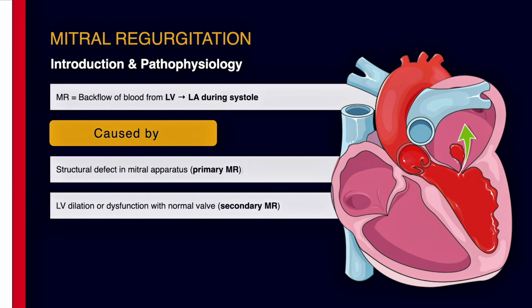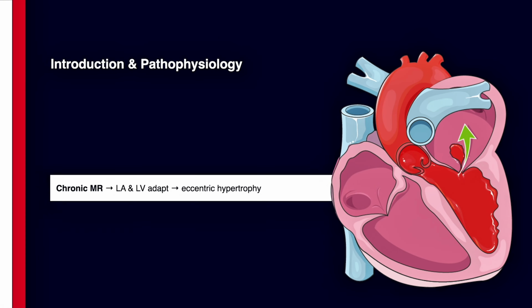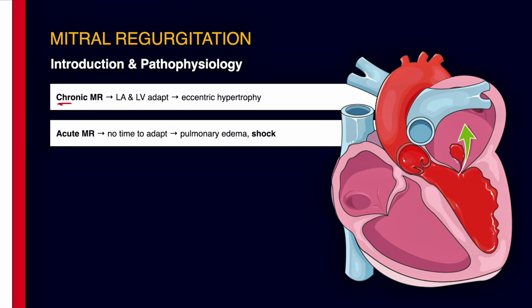In chronic MR, the left atrium and left ventricle have time to adapt. They undergo eccentric hypertrophy, meaning both chambers dilate to handle the increased volume, right? This compensation maintains forward output for a while, but eventually it's going to lead to volume overload and heart failure if left untreated. In acute MR, there is no time to adapt.